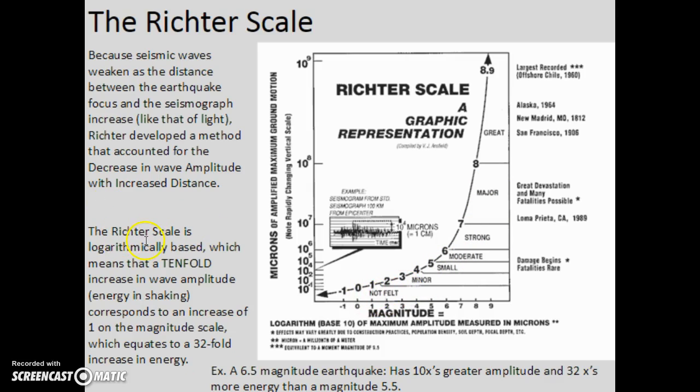So the Richter scale is logarithmically based, which means that it's a tenfold increase in amplitude of the wave. That corresponds to an increase of 1 on the magnitude scale, which equates to a 32-fold increase in energy. So for example, a 6.5 magnitude earthquake has 10 times greater amplitude than a magnitude 5.5 and generates 32 times more energy than a 5.5.